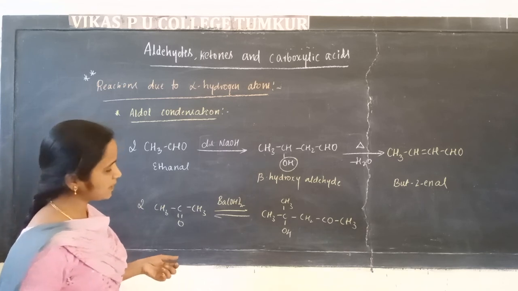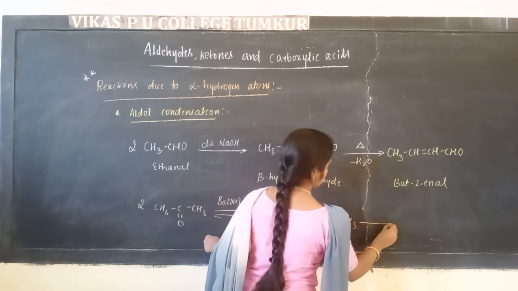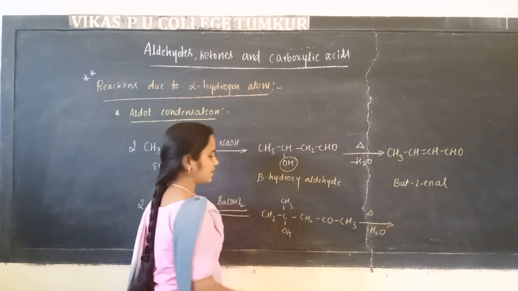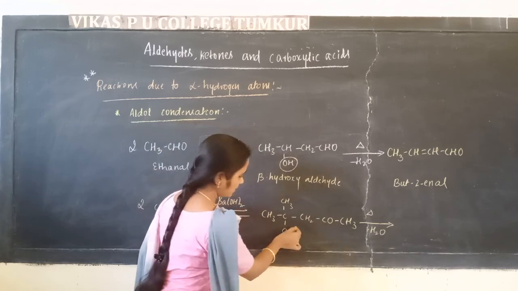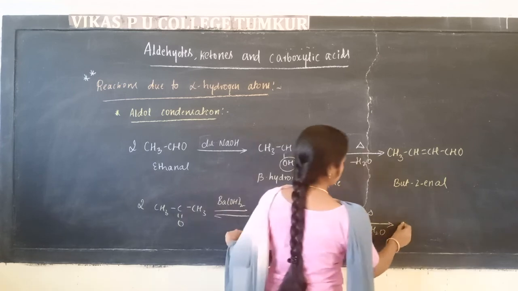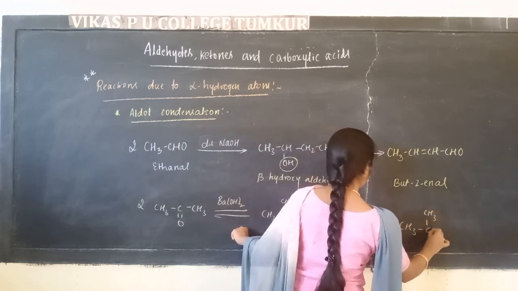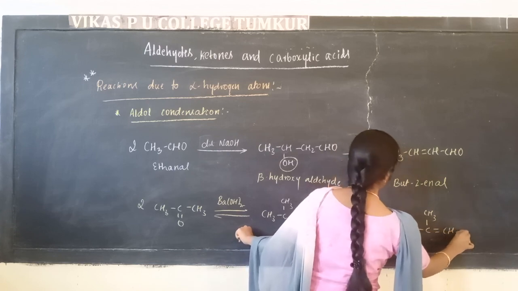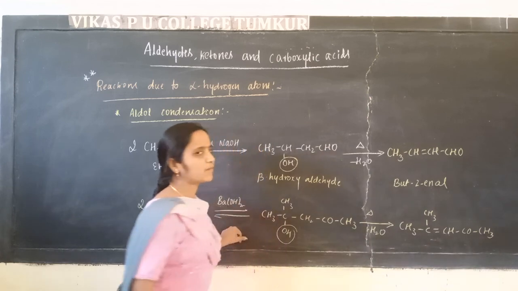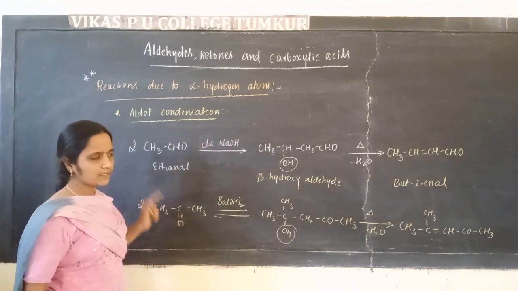This on heating, the removal of water takes place, the OH and the H are removed. Then it forms (CH3)2C=CHCOCH3. This is the product we get. This is about the aldol condensation.